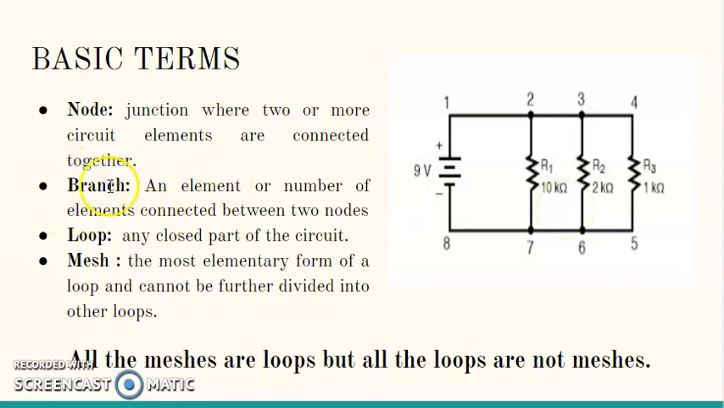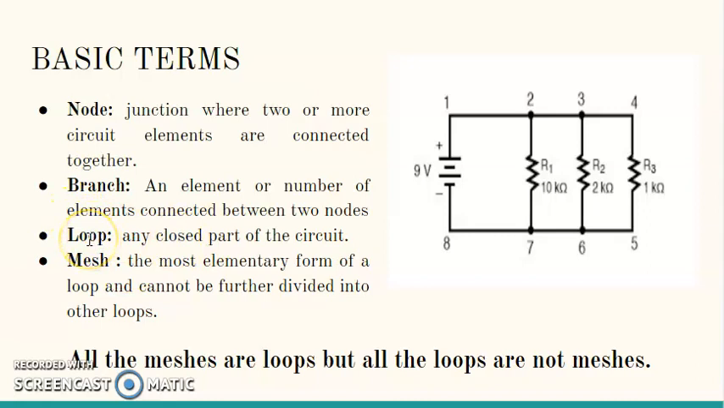Now coming to the next term, that is branch. When an element is connected between any two nodes, that can be called a branch. So a branch is an element or a number of elements connected between two nodes.